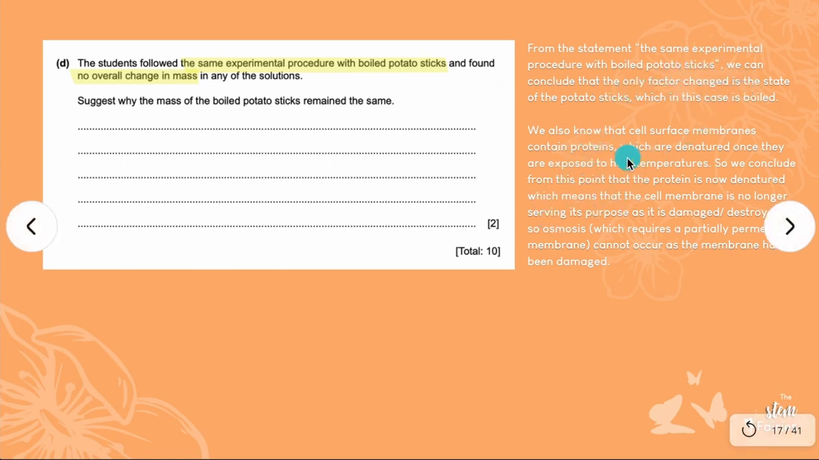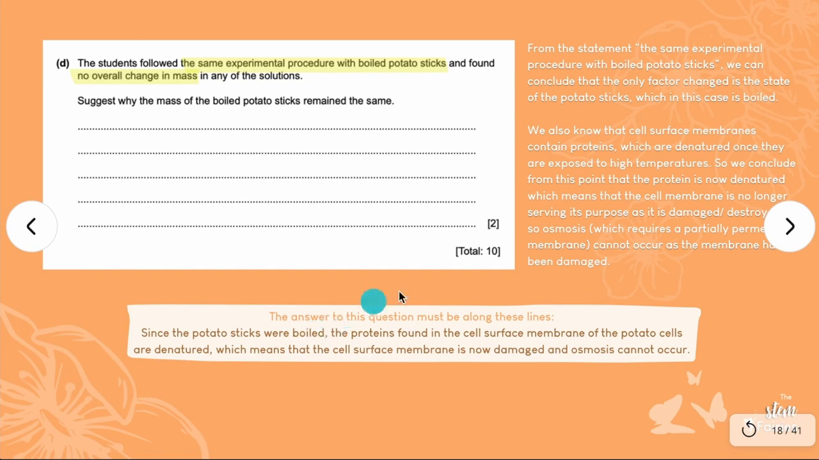We also know that the cell surface membrane contains protein, which is denatured once it's exposed to high temperatures. So we can conclude from this point that the protein is now denatured, which means that the cell surface membrane is no longer serving its purpose as it is damaged or destroyed. So osmosis, which does require a partially permeable membrane, cannot occur as the membrane has been damaged. The answer to this question must be along these lines. Since the potato sticks were boiled, the proteins found in the cell surface membrane of the potato cells are denatured, which means that the cell surface membrane is now damaged and osmosis cannot occur.